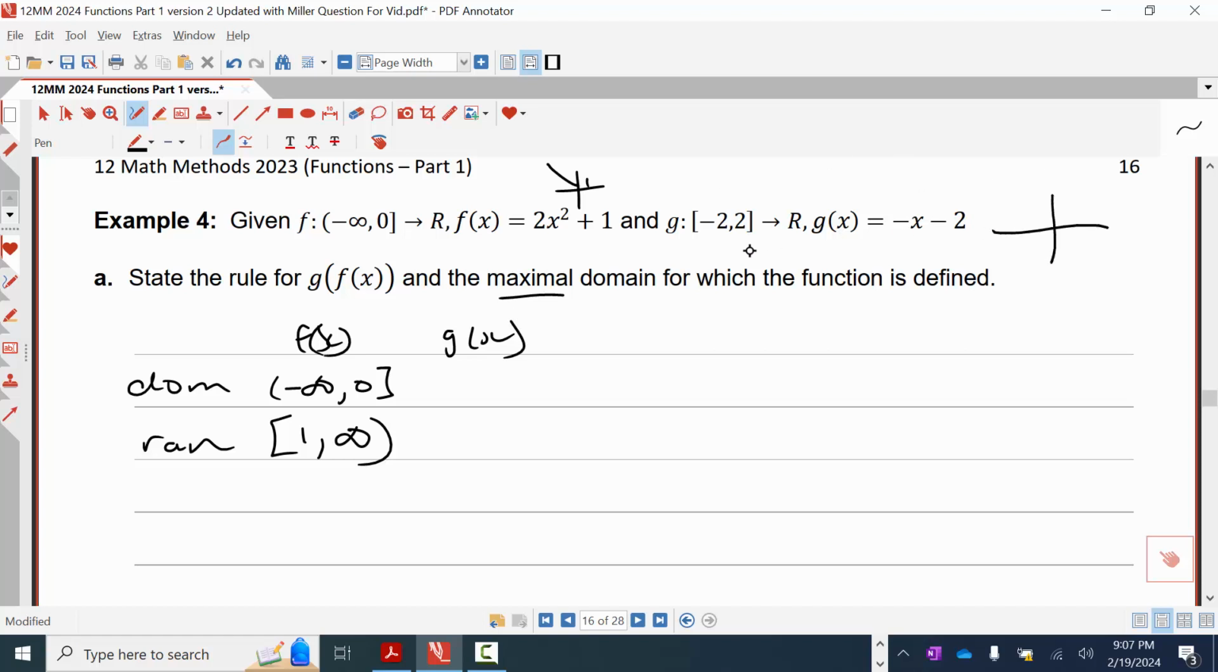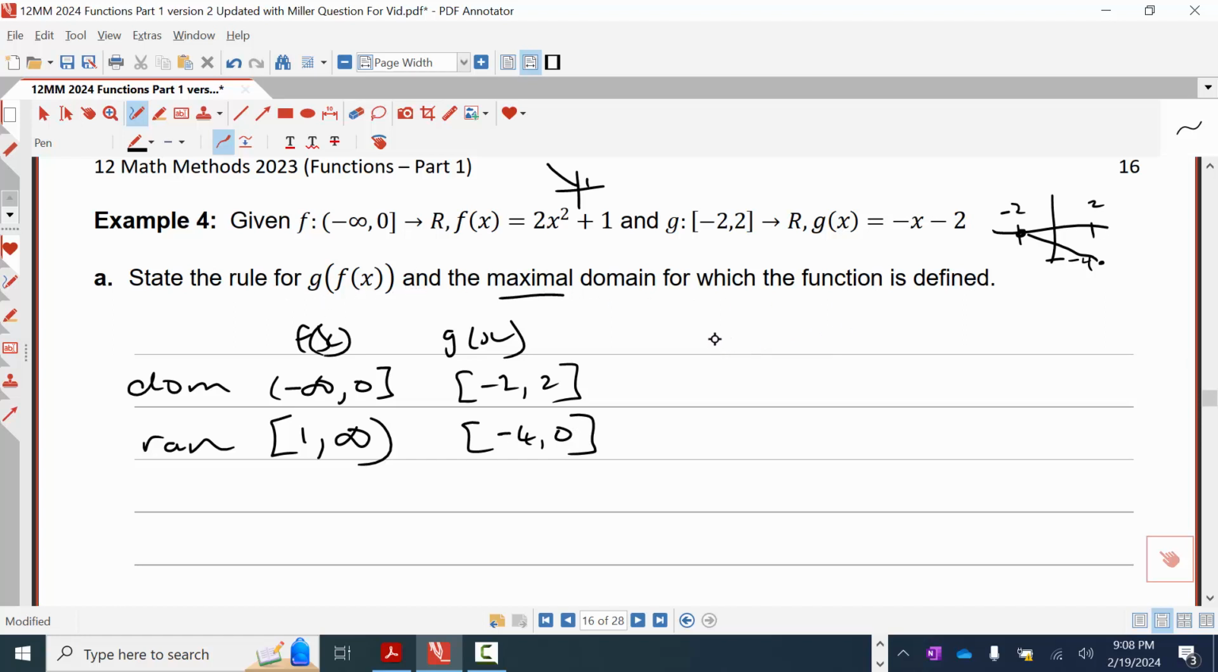Okay, the linear, -2 goes in, gets negated, and becomes 2. 2 take 2 is 0. So -2, 0. 2 goes in, that's -2, 2, -4. There it is there. So I can see that its domain, well, that's -2 to 2. And its range, lowest value looks to be -4, highest value 0. Okay, so state the rule and maximal domain.